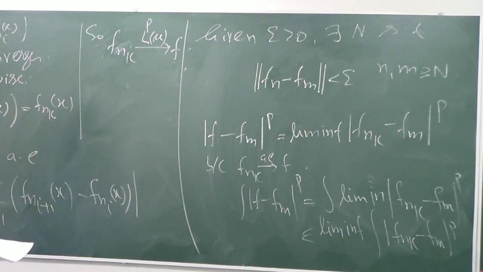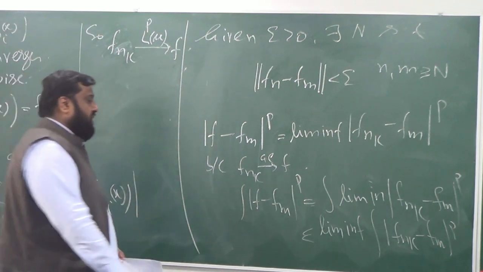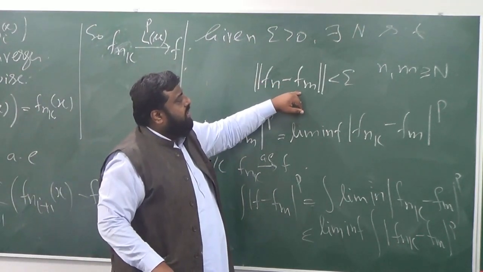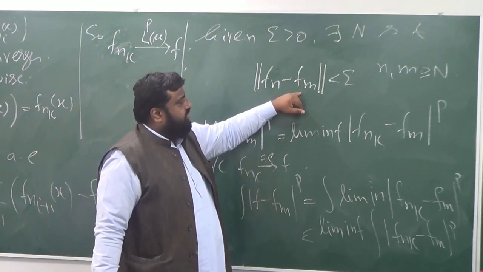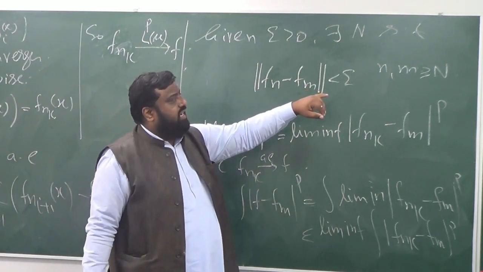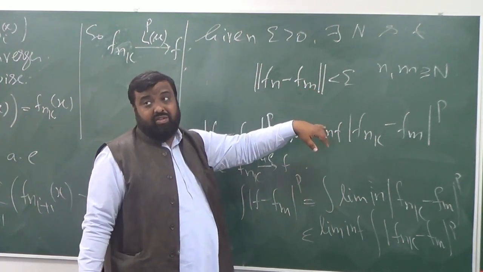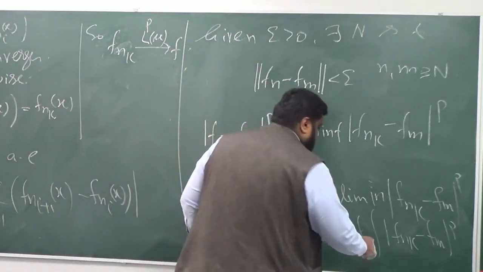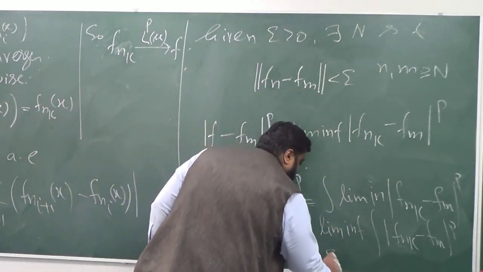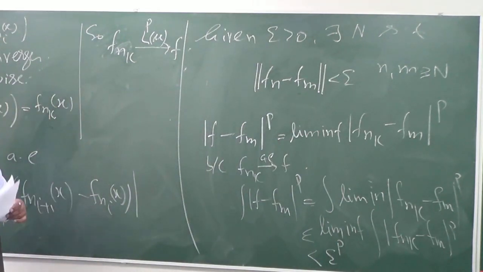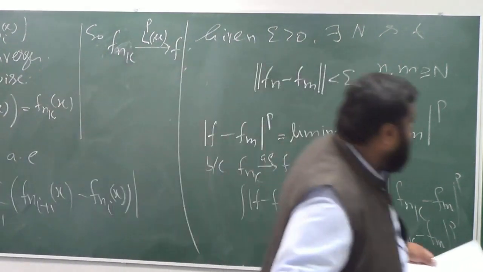And what would be this guy? Can you give me an estimate of this number? The last number? This must be, so fn minus fm is what? Less than epsilon, for all n and m bigger than or equal to capital N. Eventually you're going to have a k for which you can say that this is less than epsilon over here.